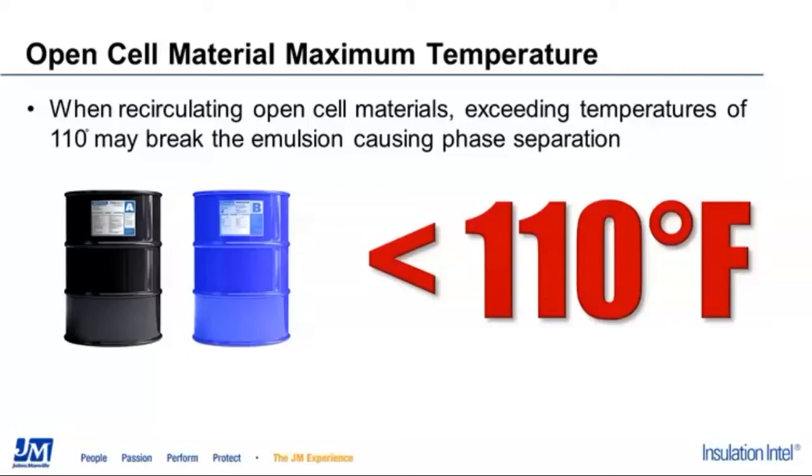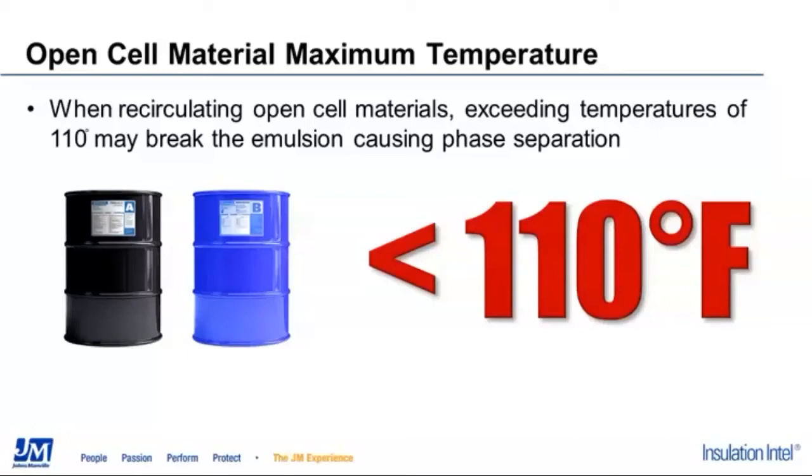Our normal open cell, you can use it at room temperature, 65, 75 degrees, but our Appendix X, you might need to heat. What I want you guys to be careful of here is that heat will break emulsions. Now, emulsion is just a fancy term for a product that's called an emulsifier, and it's used to hold water and oil together.